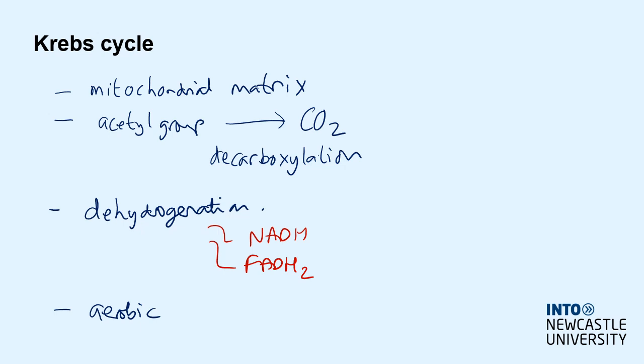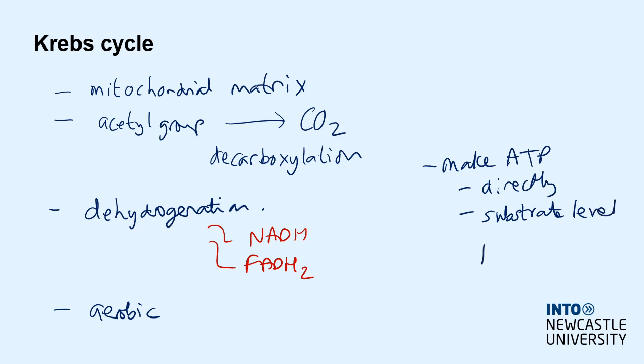In addition to the decarboxylation and dehydrogenation, we're also going to make some more ATP as well, directly. So we said when you make ATP directly, it's called substrate level phosphorylation. And so in the Krebs cycle, we will have some more substrate level phosphorylation occurring. Now again, we are very much looking at an overview of this system. We are not learning all the original details in vast amount of detail. It's enough to look at an overview.